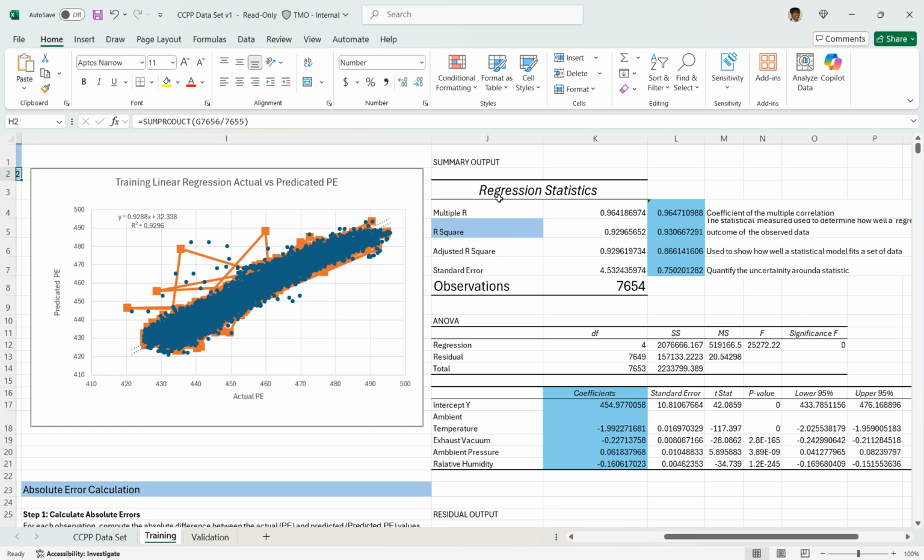We have here in the regression stats the multiple R, which is the coefficient of multiple correlation. We have the R squared, which is the outcome of the observed data, hence why everything is in very close proximity on the graph. We have the adjusted R squared, which shows us how well the statistical data from our features fit based on the data set. And then the standard error.